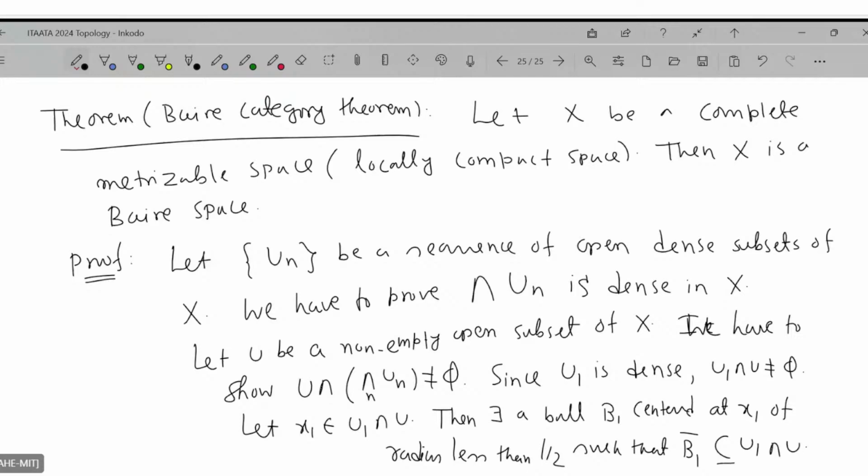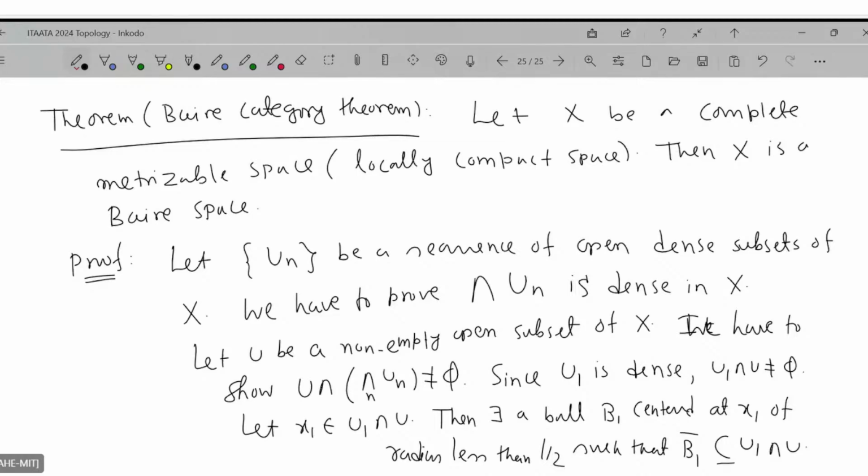So we have a ball of radius less than half. We don't know exactly what the radius of the ball is, but its radius is less than half. Whatever ball you have, you can always get a smaller ball whose closure will be inside of it. It's always possible, because it's a metric space.